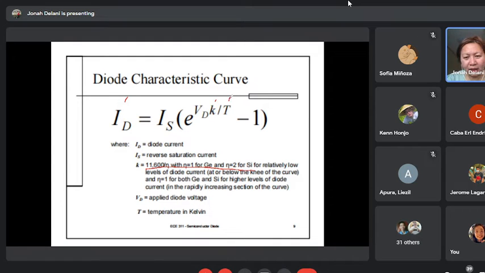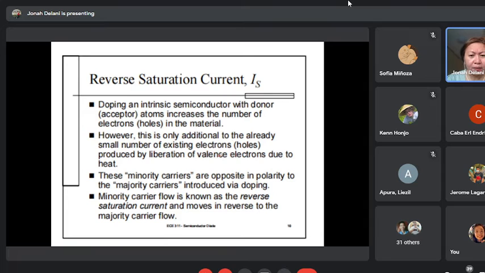T here is temperature. So from the equation, we would see that the current depends on the voltage across the diode, and the temperature would also affect the amount of current that is flowing through the diode. What is IS? IS is the reverse saturation current. What is a reverse saturation current?